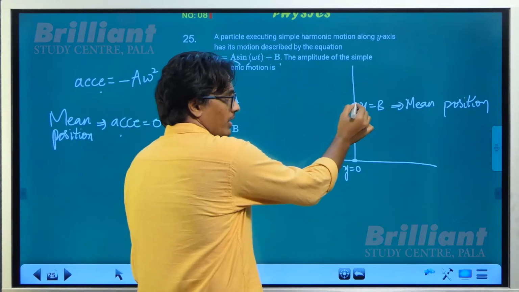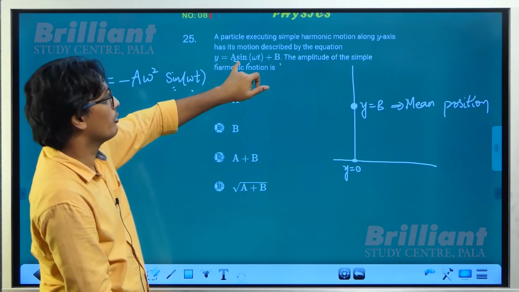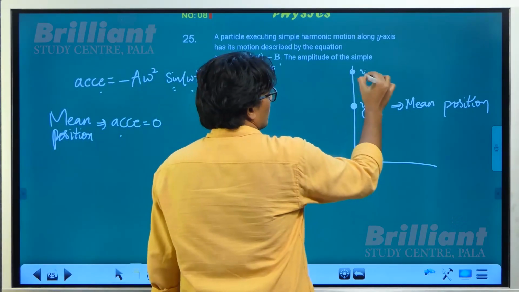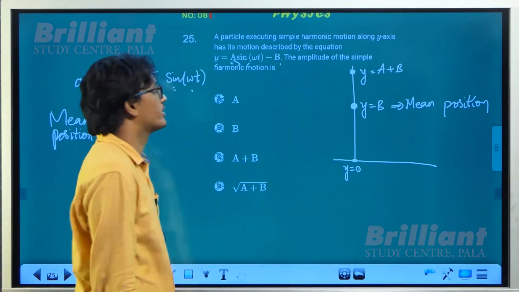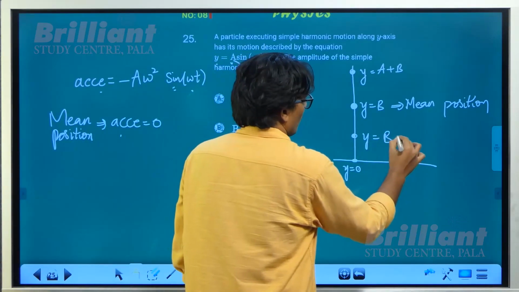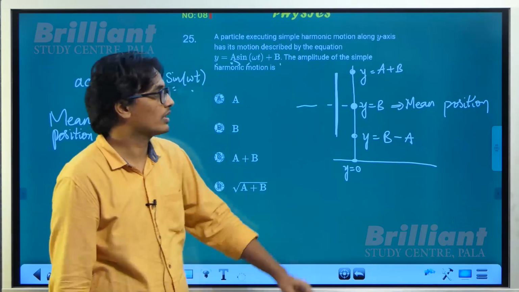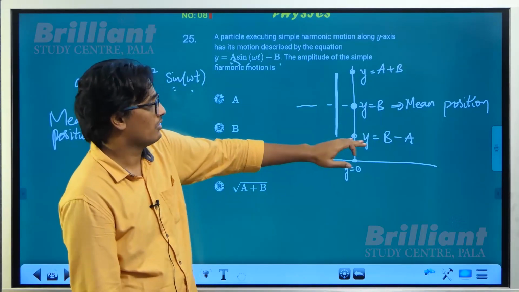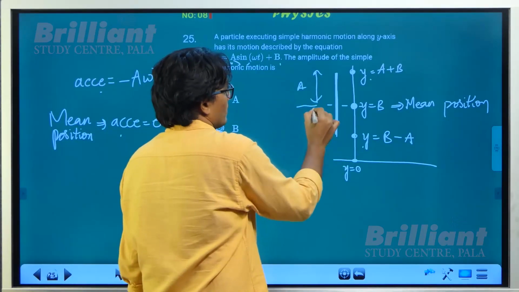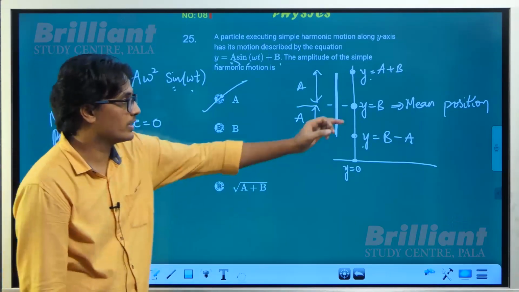Now amplitude is measured from the mean position, not from the origin. What is the maximum value of y? The maximum value of sine omega t is plus 1, so the maximum value of y is a plus b. The minimum value of sine is minus 1, so the minimum is b minus a. So the particle will be oscillating about y equal to b, moving towards this extreme and this extreme. This length is a, and this length is also a. So the amplitude is a. Amplitude is measured from the mean position.